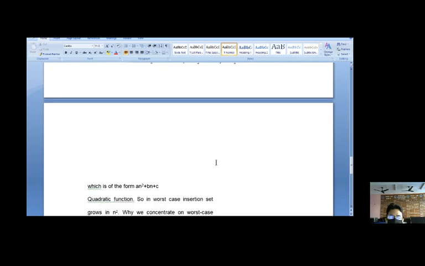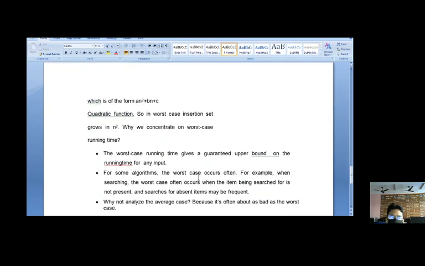Considering all this, it is of the form an square plus bn plus c. This is like a quadratic equation. So in the worst case, insertion sort grows in n square terms. By analyzing, we can say that the worst case running time gives us a guaranteed upper bound on the running time for any input. It means the algorithm will not take more than quadratic time, or n square, in sorting any given array. And in the case of a sorted array, it cannot perform better than theta n.